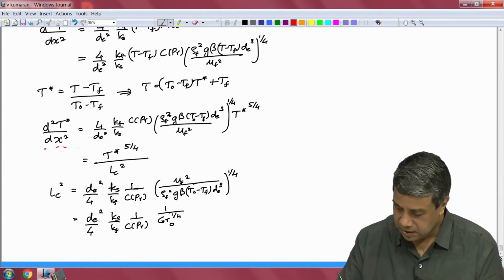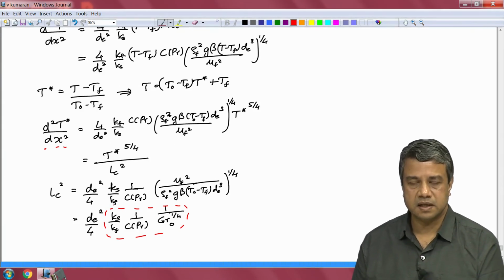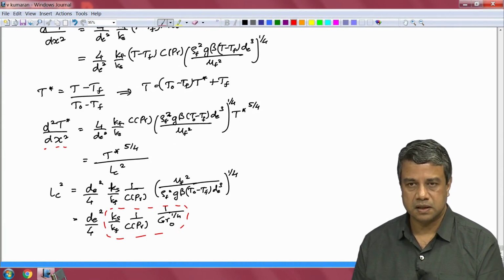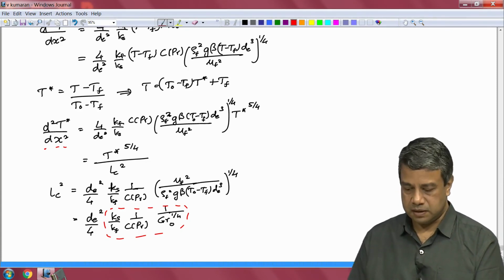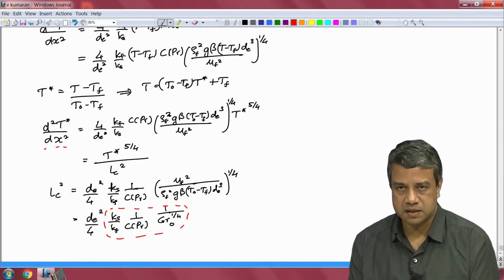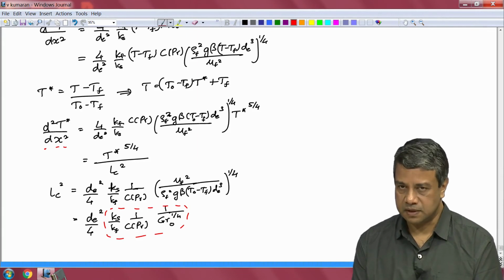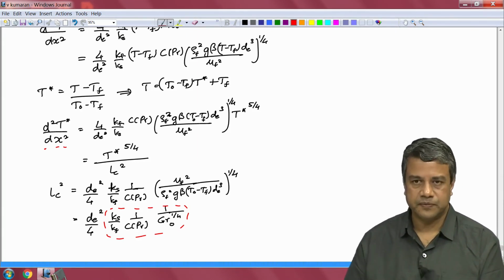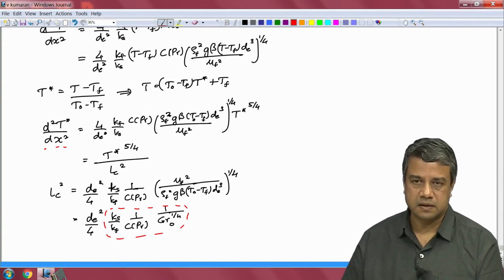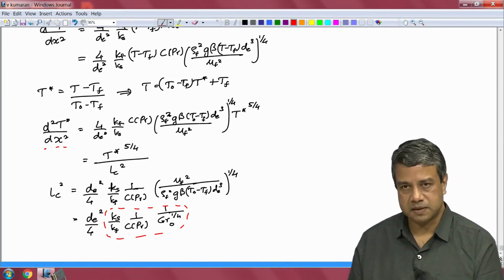And the requirement that the length scale for variation, the characteristic length, has to be much larger than the equivalent diameter, which is the characteristic length for the object, reduces to this condition that Lc square, the length scale for variation along the x direction, has to be much larger than this equivalent diameter square. In that case, I can use a continuum approximation.